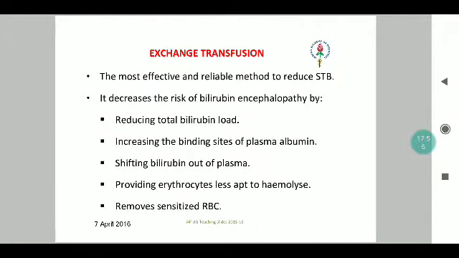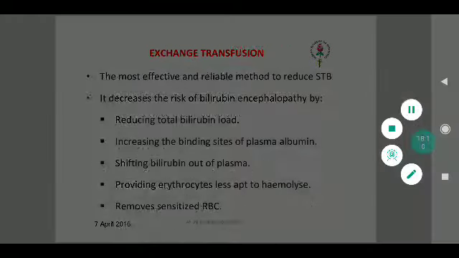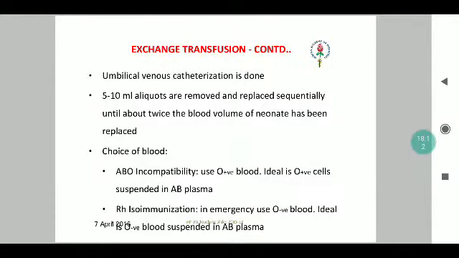Now, exchange transfusion is a more effective and reliable method, and it decreases the risk of bilirubin encephalopathy by reducing the total bilirubin load, increasing the binding sites of plasma albumin, shift of bilirubin out of plasma, and it removes the sensitized RBCs also. To go about an exchange transfusion, first the umbilical venous catheterization is done, and 5 to 10 ml are removed and replaced sequentially until double volume is replaced.